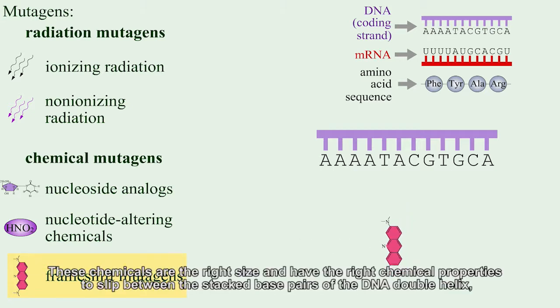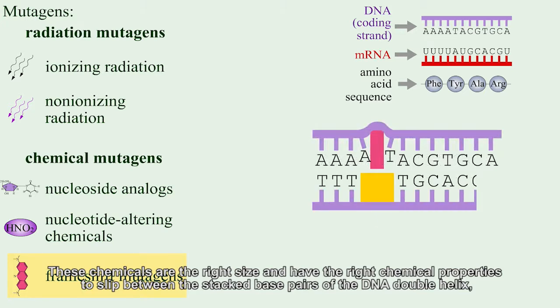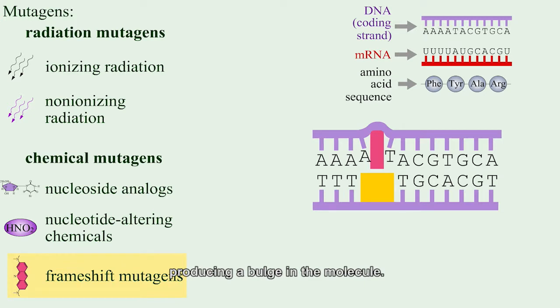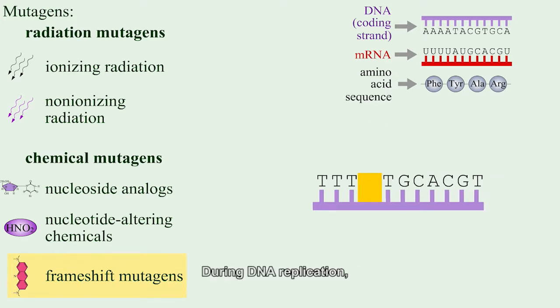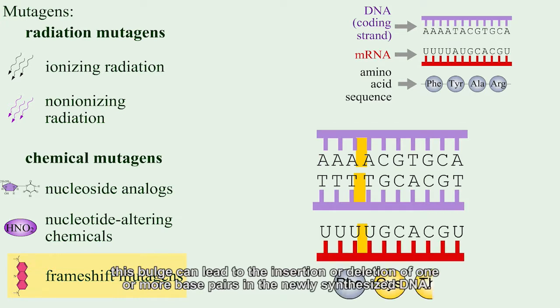These chemicals are the right size and have the right chemical properties to slip between the stacked base pairs of the DNA double helix, producing a bulge in the molecule. During DNA replication, this bulge can lead to the insertion or deletion of one or more base pairs in the newly synthesized DNA.